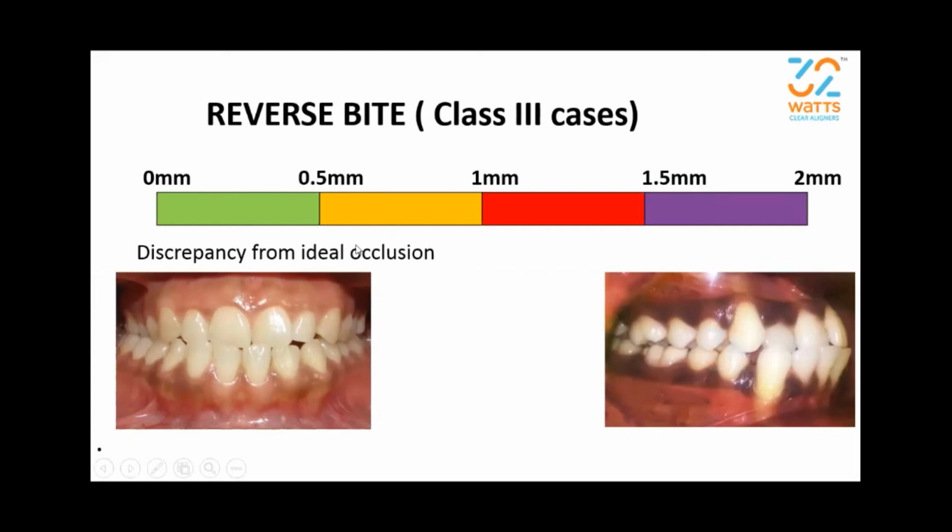Now, as far as the anterior crossbite is concerned, if the correction is up to 0.5 millimeters, we call it a mild category, and such cases can be treated with 10 aligners. Similarly, from 0.5 millimeters to 1 millimeter, it is a moderate category. Up to 1.5 millimeters is a standard, and up to 2 millimeters is an advanced case. Here you can see that this particular case is a mild form of reverse bite, which can be corrected within 10 aligners, and this is an advanced case which would require more than 25 sets of aligners.